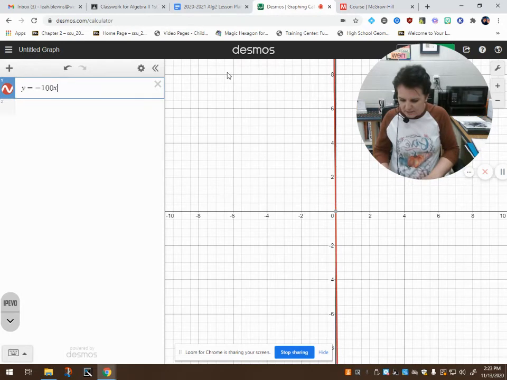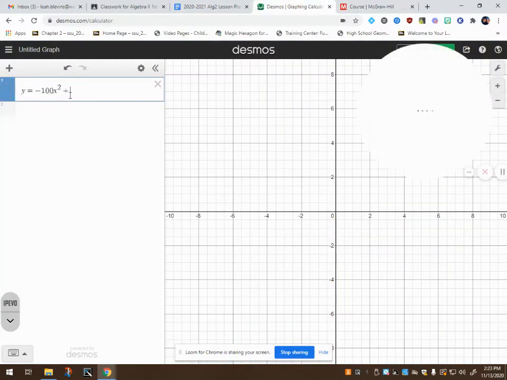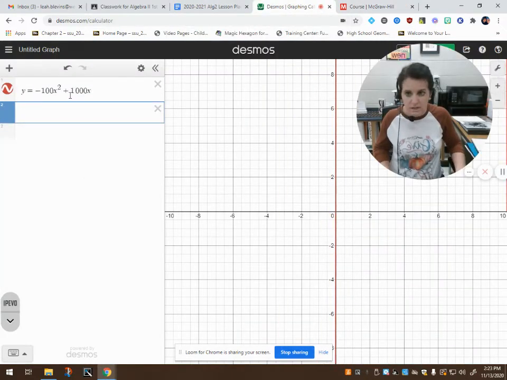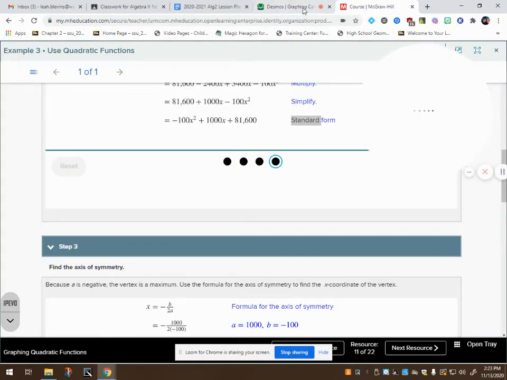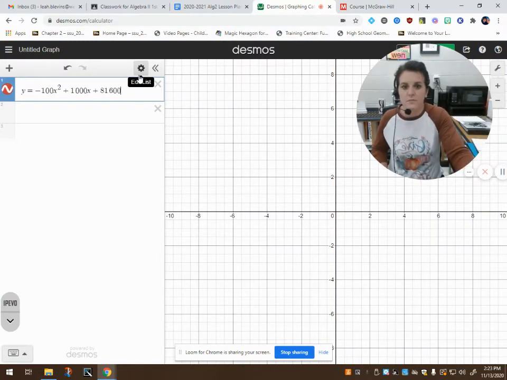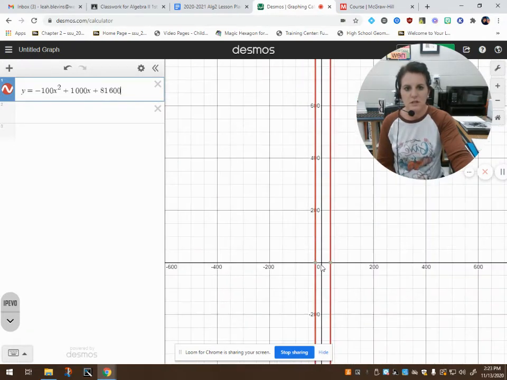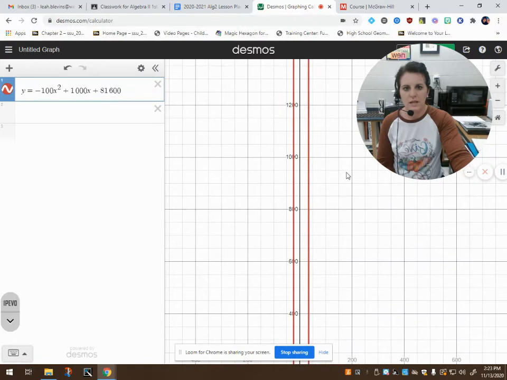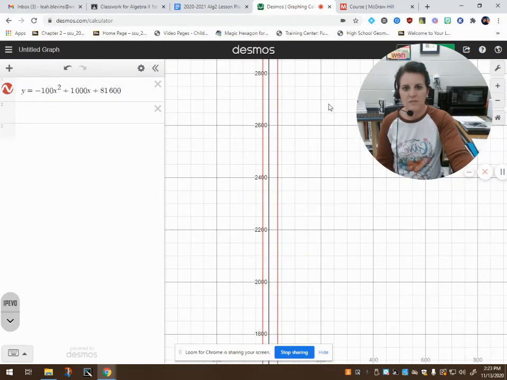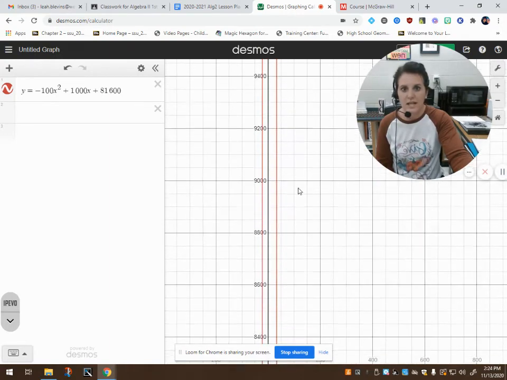Negative 100 x squared was next, plus 1,000x, plus 81,600. Okay, so we're definitely going to want to zoom way, way out. And look, when I come up here, we can find the vertex. Zoom, zoom, zoom. It's way up here.